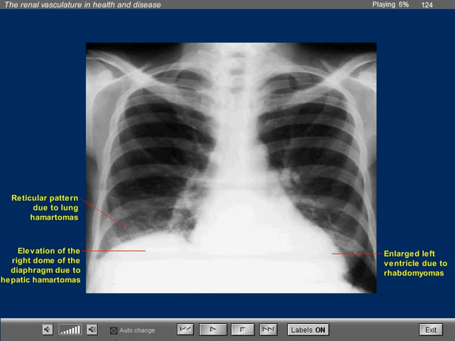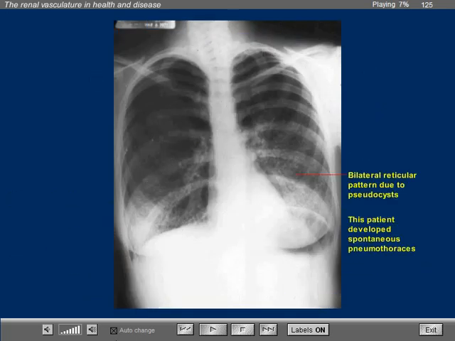This is a chest roentgenogram which reveals enlargement of the heart due to rhabdomyomas of the left ventricle, a reticular pattern in the lower zones due to the hamartomatosis of the lungs, an elevated right dome of the diaphragm, which was caused by an enlarged liver, which had also hamartomas.